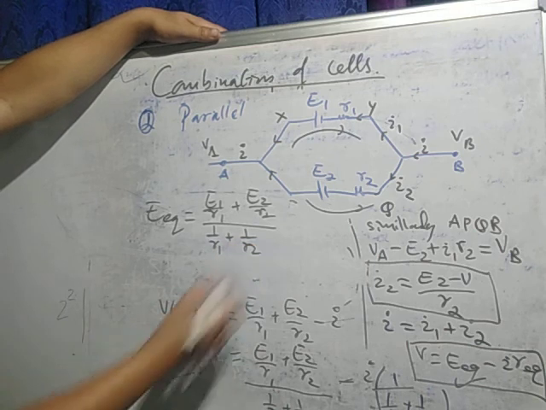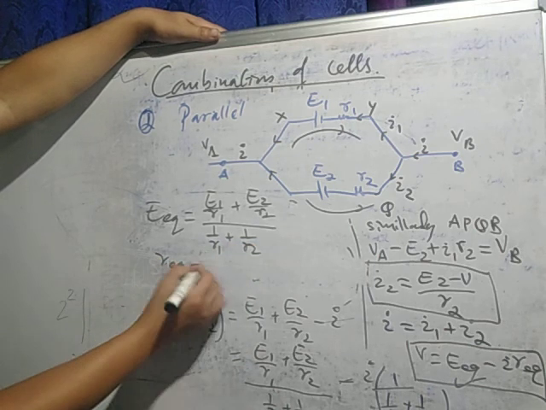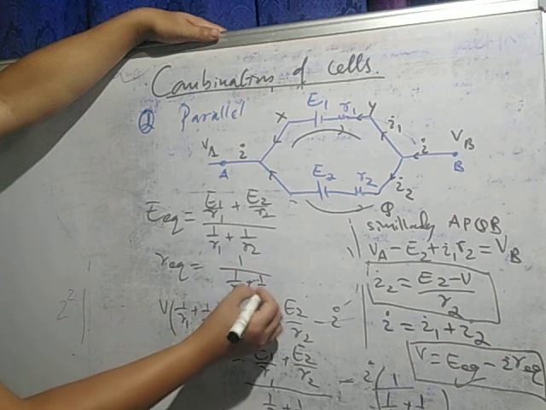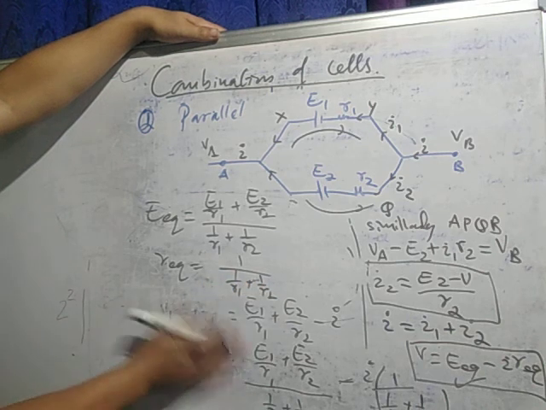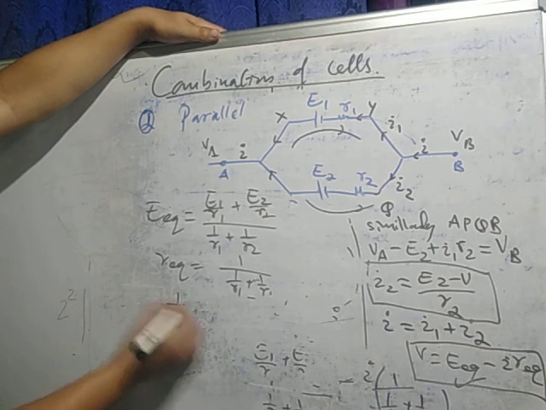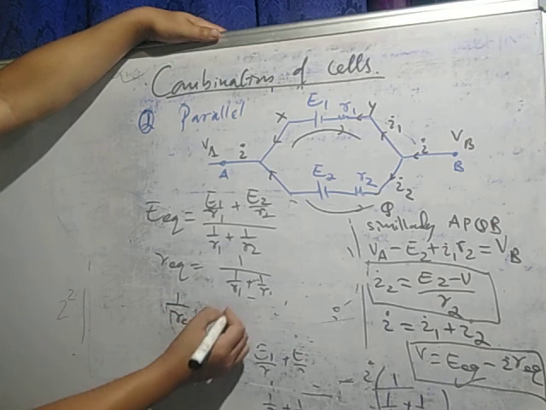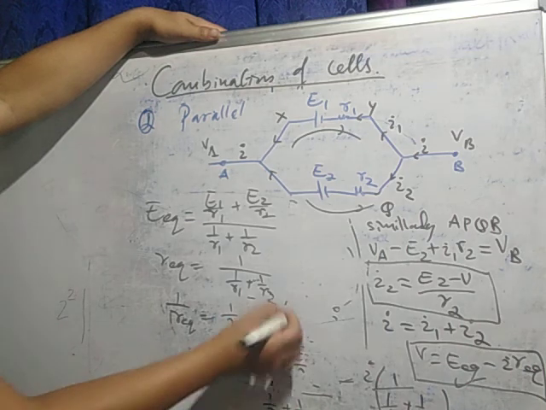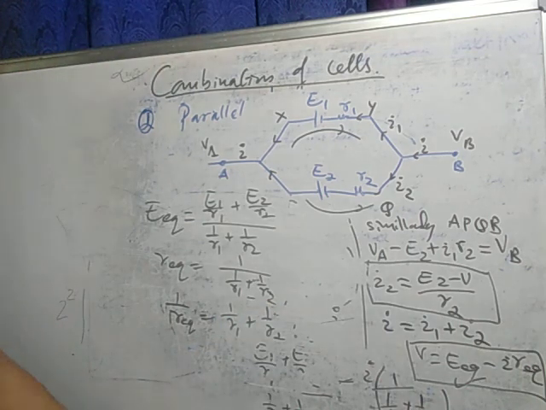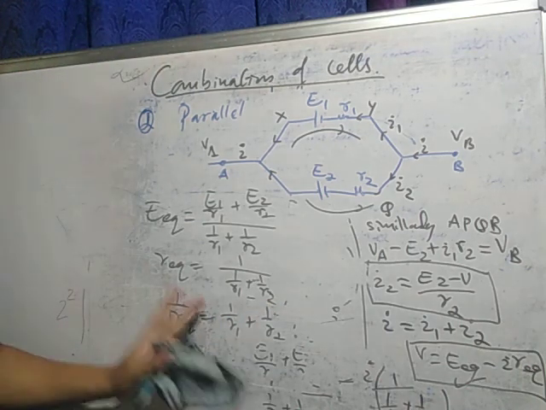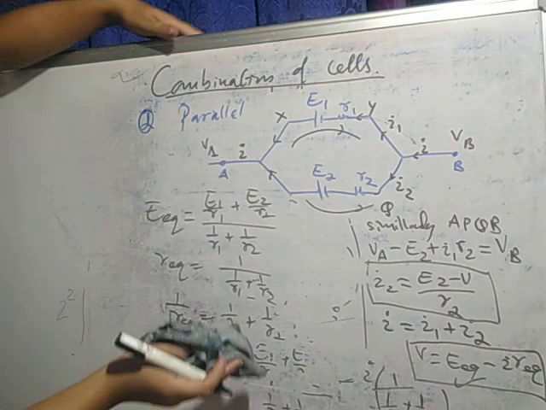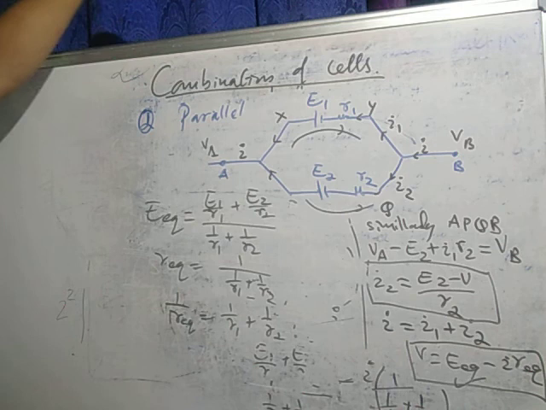Yes, sir. So R equivalent equals to how much? 1 by R equivalent equals to 1 by R1 plus 1 by R2. Clear? So hope you understood. The derivation won't come in the exam, but the formula must be remembered. Clear? So we'll do some questions, then we will close the chapter.